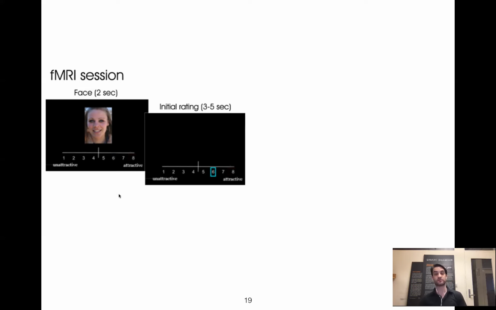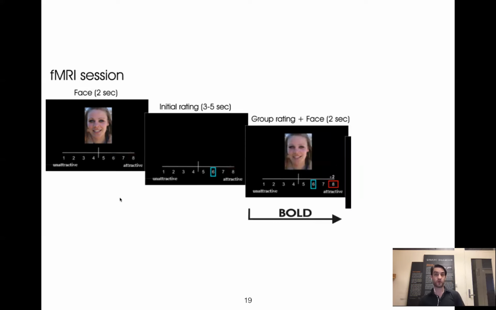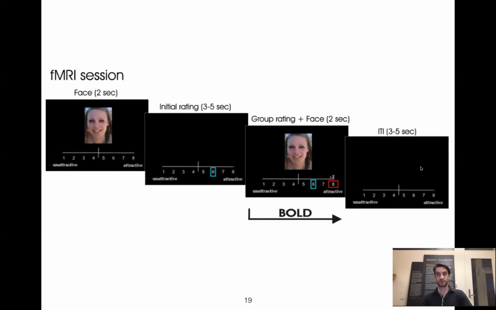And then as soon as this person gives their response, they're told, okay, this is what the average group rating was. The red box is saying that on average, when we asked a bunch of other people, that group would say, oh, this person actually wasn't a 6, this was an 8, okay? And then there's a little interstimulus interval and you go on to the next trial.